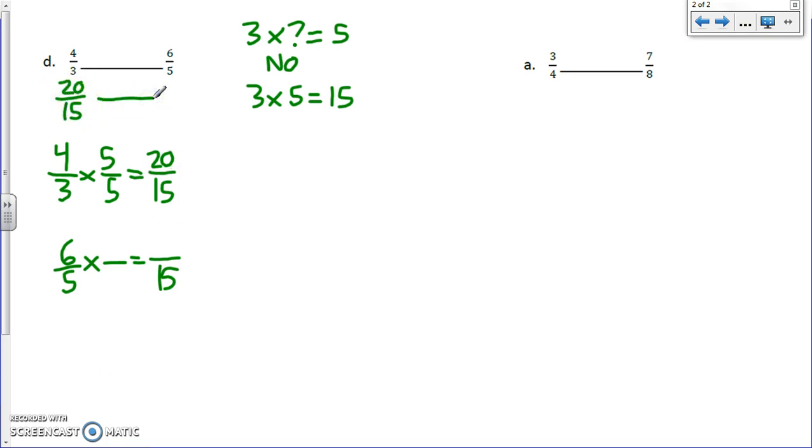Now I need to do the other half of it. I need to go ahead and find my denominator. So I have 5 times what equals 15? The answer is 3. If I put a 3 in the bottom, I need to put a 3 up top. 6 times 3 is 18. So 6/5 is equal to 18/15.